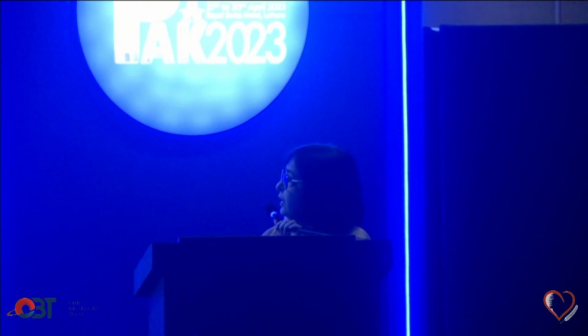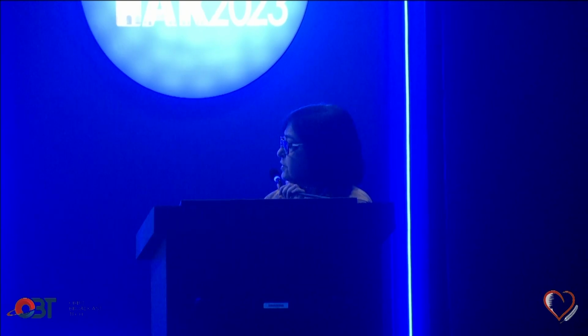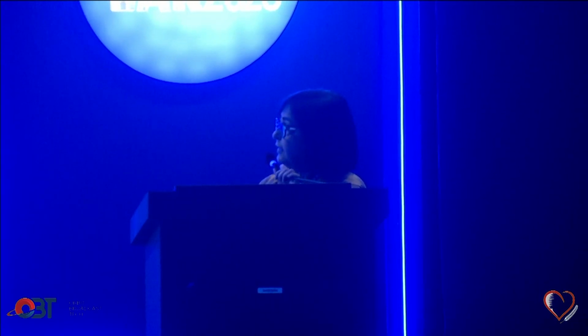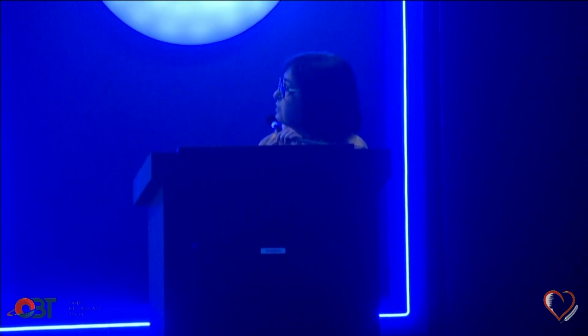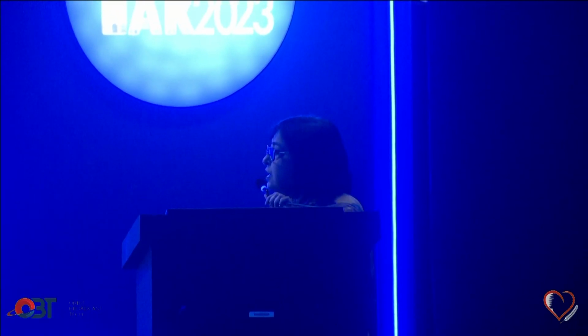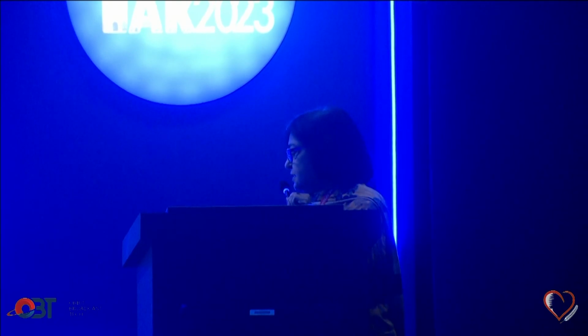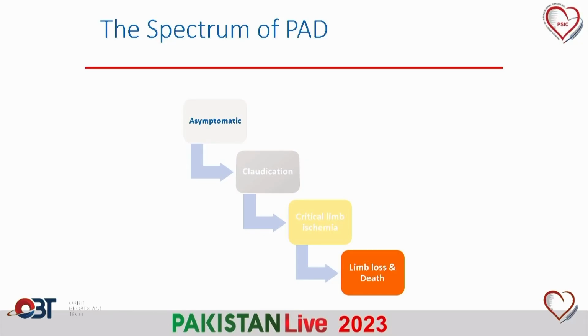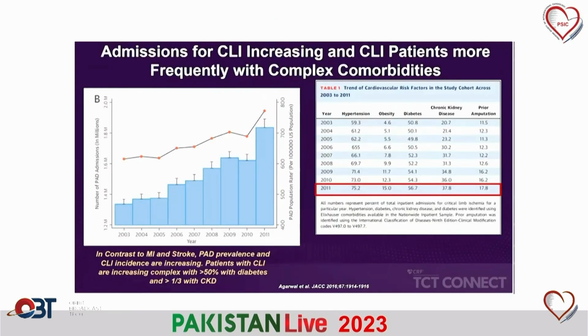So peripheral vascular disease involves all of the vessels, including the veins. And the spectrum of PAD encompasses asymptomatic claudication, critical limb ischemia, limb loss, and death. We will be dealing with severe claudication, critical limb ischemia, limb loss, and death, as interventionists. We know that admissions for CLI have increased and they have complex comorbidities. We see a lot of diabetes. We see more than 1/3 with CKD, and they are older patients.